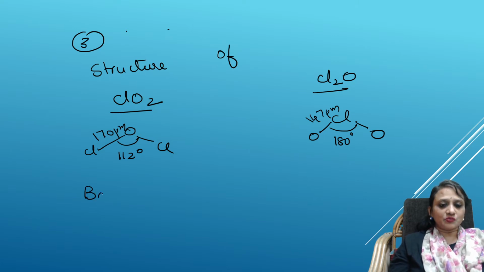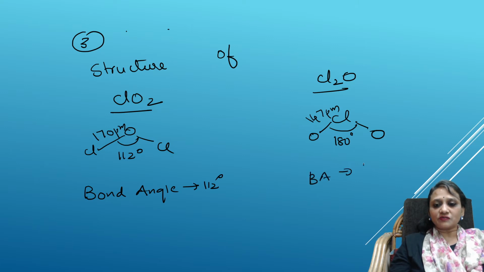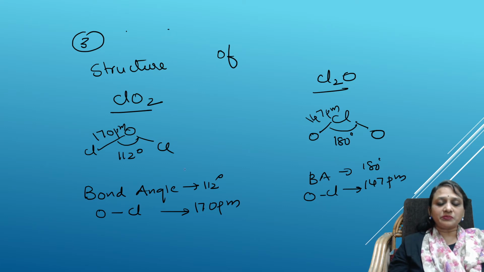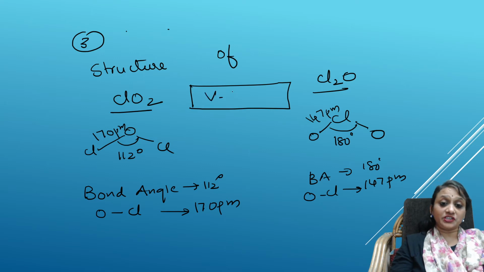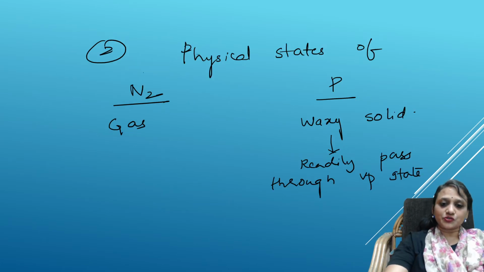So, bond angle, how much, students? In this case, bond angle is 112. In this case, bond angle is how much? 180 degrees. In this case, oxygen chlorine bond length is 170 picometer. In this case, oxygen chlorine bond length is 147 picometer. Now, what is the shape of them? Both have V shape. Both are V-shaped molecules. Similarity is this. Difference is this. Got it, students? I think you've understood.